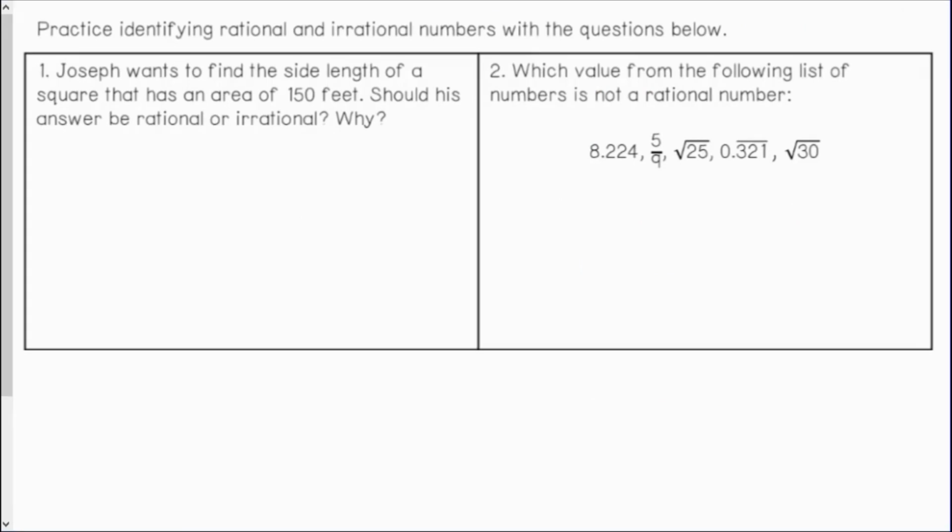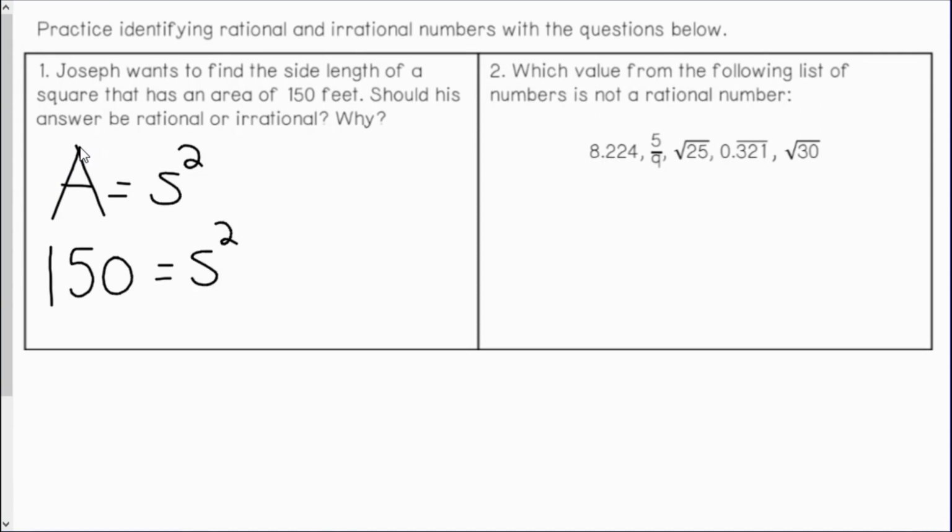Now looking at some sample problems, we have problem 1. Joseph wants to find the side length of a square that has an area of 150 feet. Should his answer be rational or irrational? Why? So remember, area of a square is side squared. So if I'm given the area of my square to be 150 feet, that means both sides multiplied together will give me 150. So in order to find one side length, I'll take the square root of both sides. So one side length is the square root of 150 feet. So since my side length is not a perfect square, this number would be irrational.